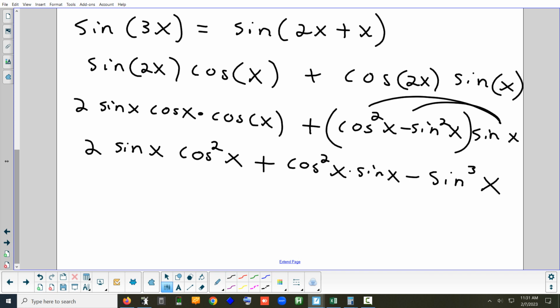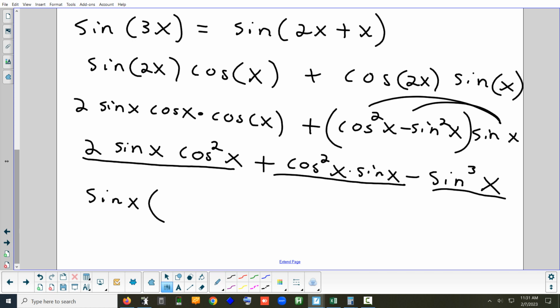And if you look at all of those terms, sometimes they might ask you to pull out something they all have in common. Does anybody see something they all have in common? Cosine squared? Nope, the last one does not have a cosine squared. Sine of x. There's 3 terms here, and all 3 of them have a sine x in them. So that's the only thing we could take out. What would be left in the first term if you do that? 2 cosine squared x. Second term? Cosine squared x. So now we've got some more like terms we can combine.